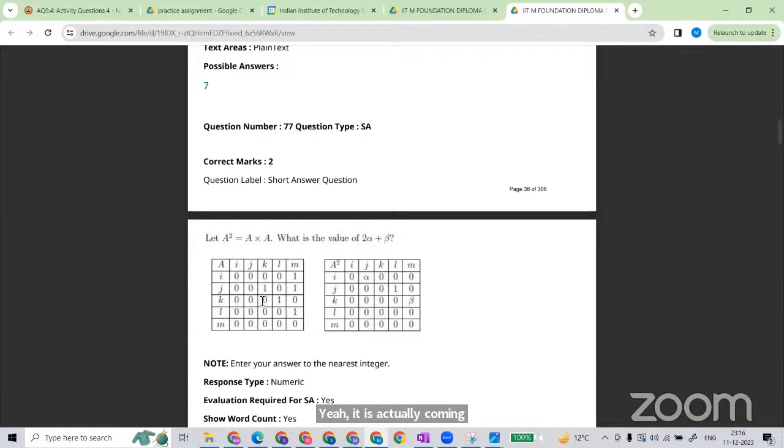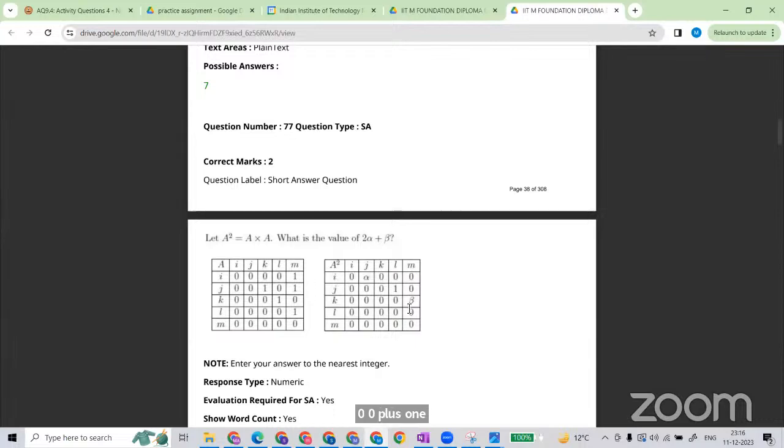So 0 times 1, 0 times 1. This 0 is 0 here. This 1 is here, and 1 into 1 is 1. Yes, and all will be added, no? Okay, so 0 times 0, 0 plus 1 times 1 is 1, and then 0, 0, 0 plus 1 plus 0. It is coming 1. Okay, sorry. So beta is coming 1.